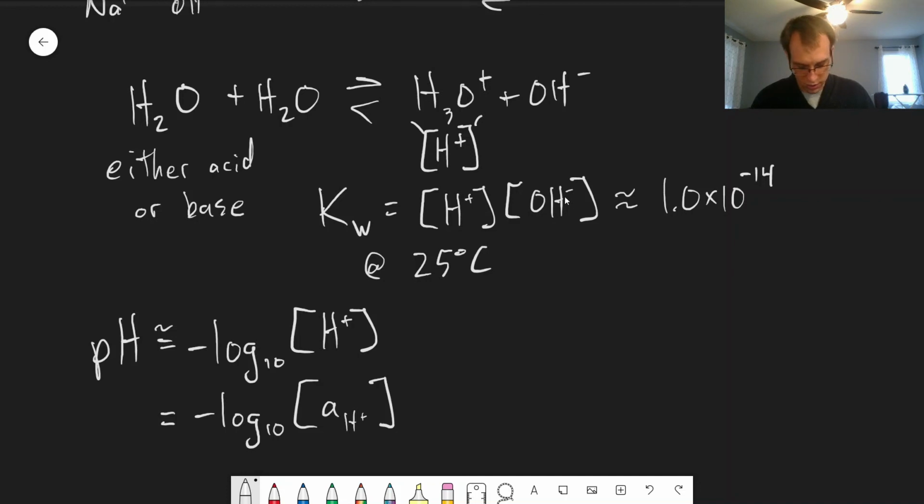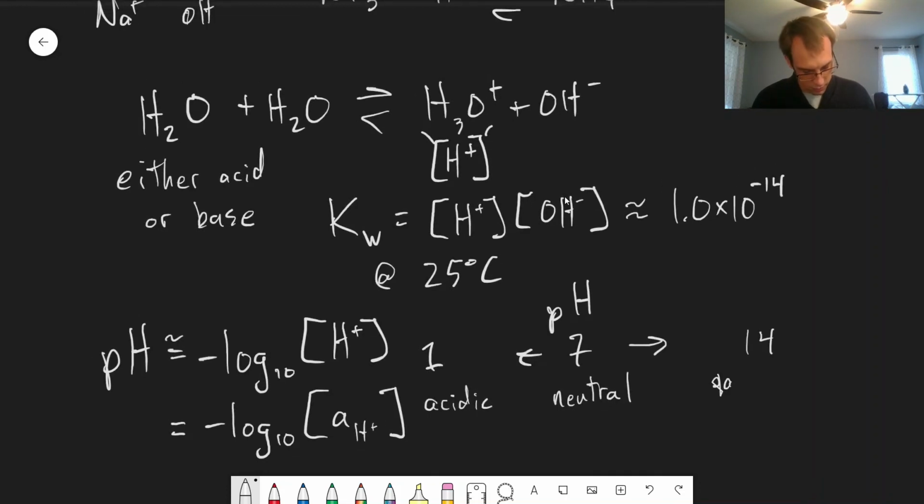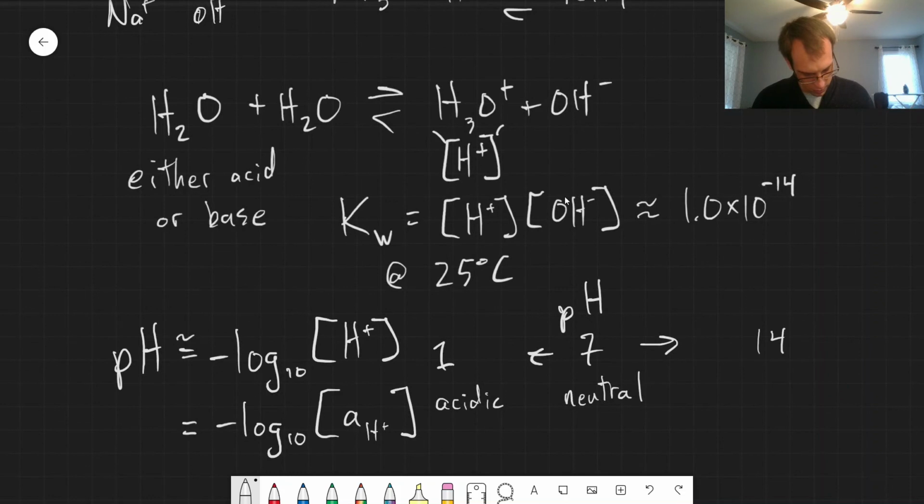Just as a reminder of the pH scale, pH 7 is neutral, neither basic nor acidic. Low pH, so as we go down to 1 or lower, this is acidic. As we increase up to 14 and possibly even higher, this is basic. And each change of one value in the pH scale is a 10 times change in the concentration of H+. So changing from pH 7 to 8 is a pretty drastic change in concentration. It's a tenfold change.